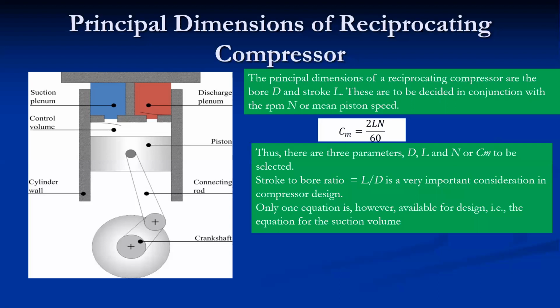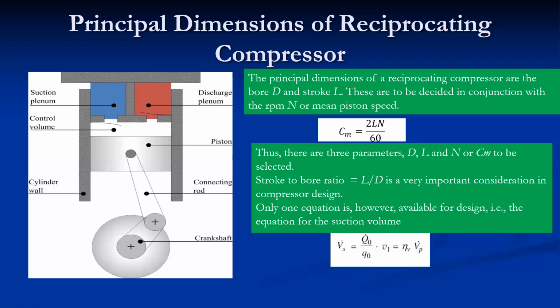Thus, overall, there are three parameters to be selected while designing: diameter, length, and either the piston speed or RPM. The stroke to bore ratio, that is L by D, is a very important consideration in compressor design. Only one equation is associated with the design of a refrigerant compressor.